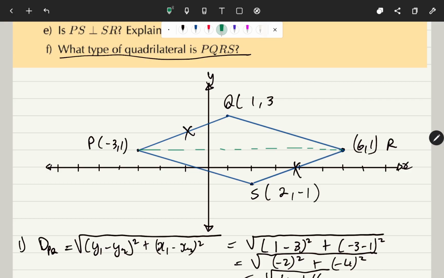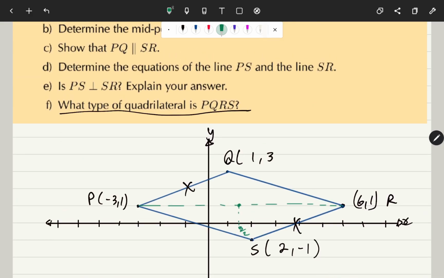So your midpoint is going to be, this is 2 right here, 1.5 is somewhere here, so it's going to be somewhere here, right? Assuming this is x equals 1.5, which is 3 over 2. Yeah, cool. Let's see the next question.